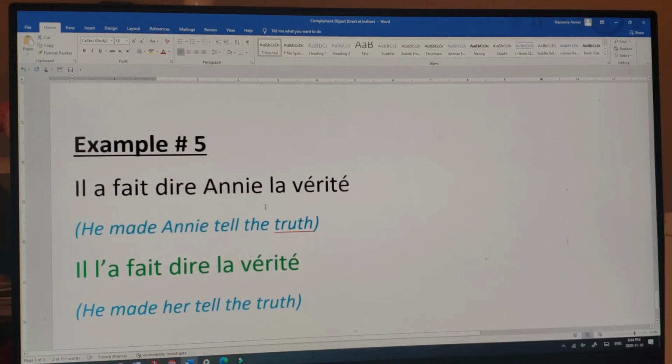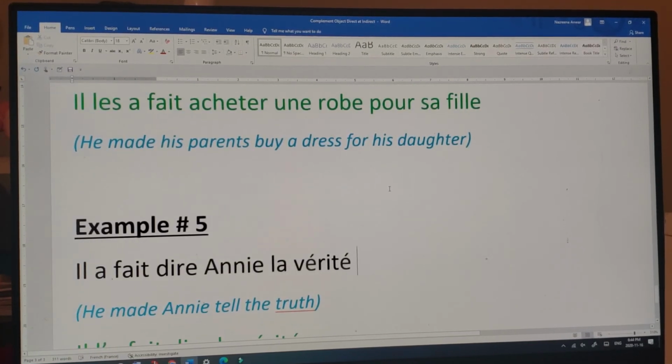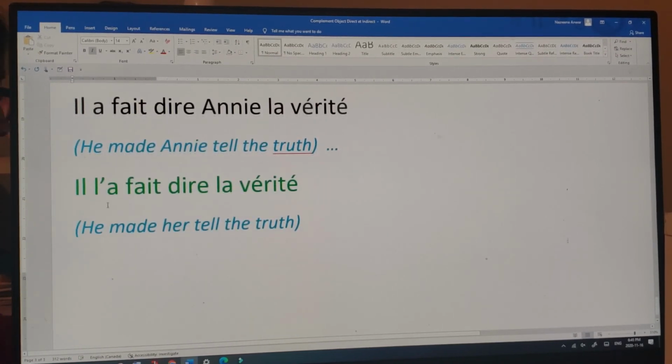Example 5 and the last one. Il a fait dire Annie la vérité. He made Annie tell the truth. So who did he make tell the truth? Il a fait dire qui la vérité? Qui? Who? Qui, right? Not à qui. Il a fait dire qui, Annie. So Annie is a direct object. So we use what? We use la to replace it, right? We use la to replace it. So if we use it in the passé composé, il l'a fait dire la vérité.